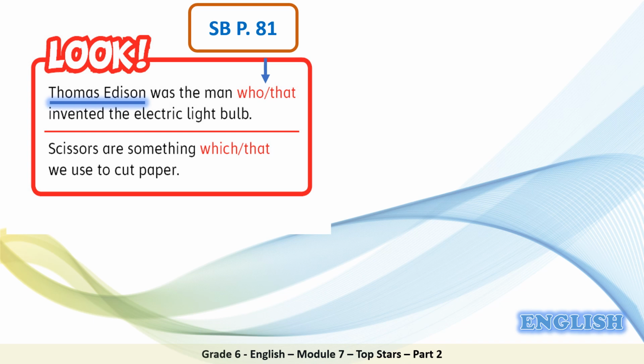What about the second one? Scissors are something which or that we use to cut paper. Again, the word in red, which or that, is a relative pronoun. It gives me more information about scissors. Scissors are something. So it tells me about a thing.